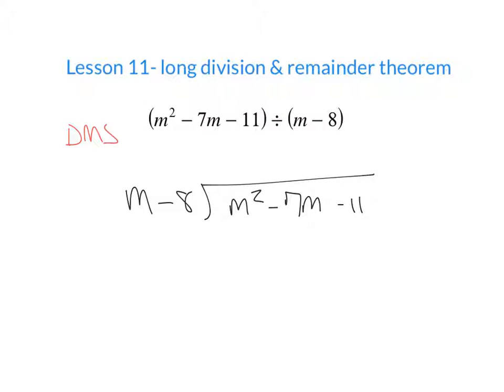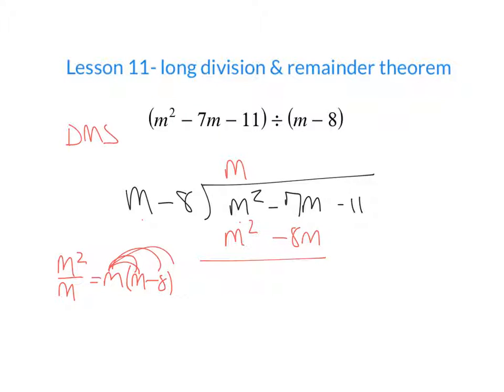The first thing you do is divide the first term by the first term. So that becomes m squared over m. You end up getting m. That's part of your quotient, so you put that up there. Now you'll multiply by what's on the outside. That distributes in. Whatever you get there goes directly underneath this piece here. So I'm going to distribute this in to get m squared minus 8m.